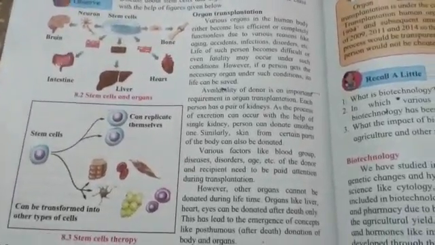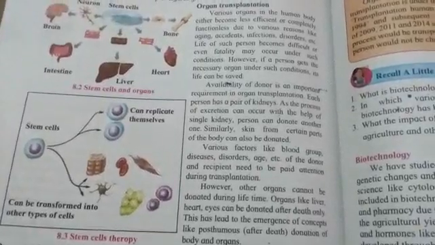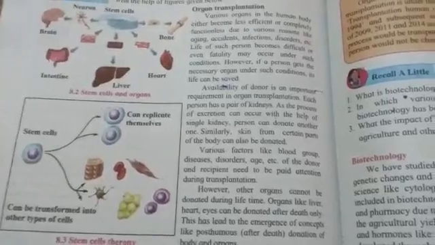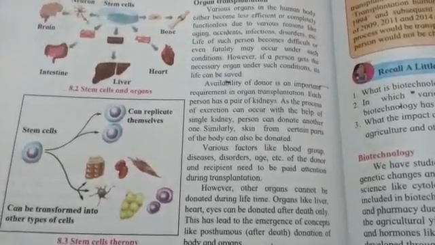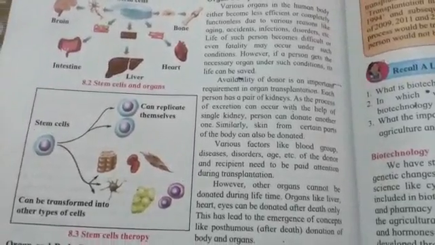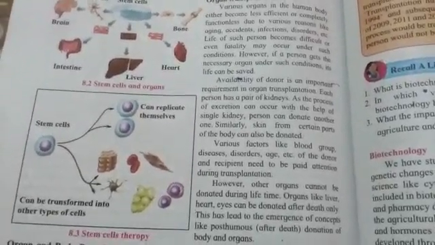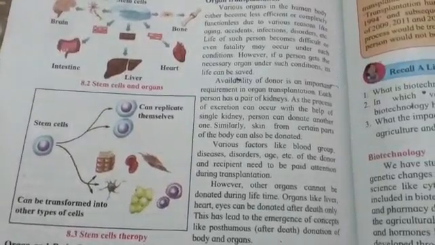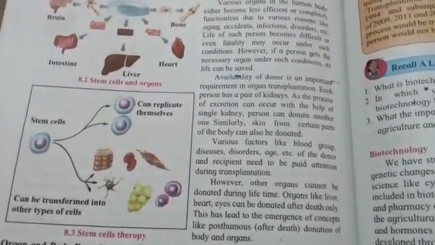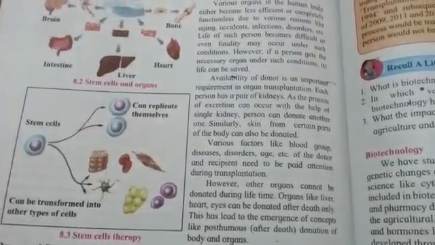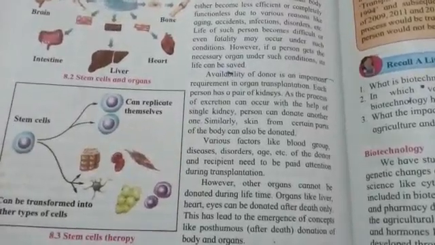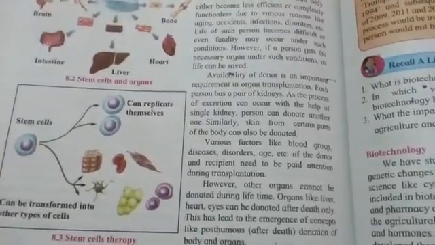Now other organs cannot be donated during the lifetime. That means we cannot donate our heart, because if we donate our heart, we will not be alive, right? So we cannot donate our heart during the lifetime, we cannot donate our liver during the lifetime, we cannot donate both the eyes. If you want to donate one eye, that will be okay, but nobody will like to give an eye, because it is the organ with which we see the entire world. But organs like the liver, heart, and eyes can be donated after death.